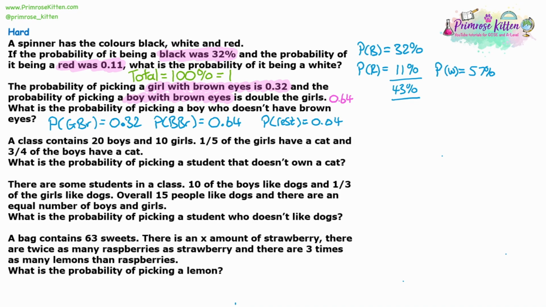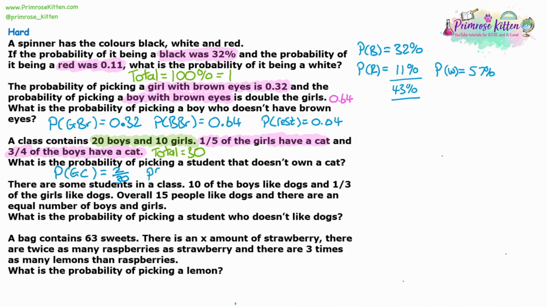Question 3, a class contains 20 boys and 10 girls. So our total is 30. And then for the rest of the numbers, the information from the question, a fifth of the girls have a cat. 3/4 of the boys have a cat. So the probability of a girl who has a cat is going to be a fifth of the girls. So it's going to be a fifth of 10. Now a fifth means divided by 5. So 10 divided by 5 is 2. And the final question says, what's the probability of being a student that doesn't own a cat? So we'll put that over the total of the students, 30. 2 girls have a cat out of 30 students total.